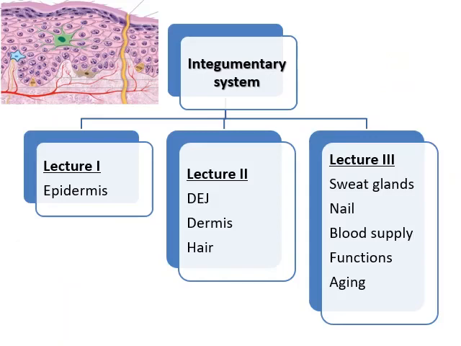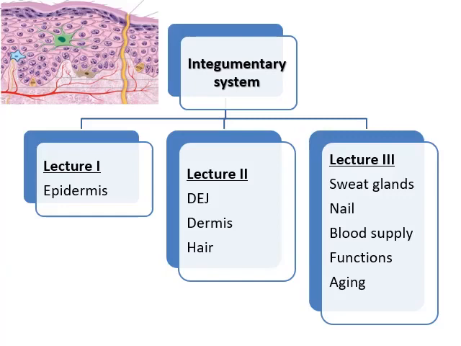In this lecture, we are going to talk about the integumentary system. I'm going to divide this system into 3 lectures. The first one, we will talk about epidermis. Lecture 2, dermo-epidermal junction, dermis and hair. Lecture 3 about sweat glands, nail, blood supply, functions of the skin, and effect of aging on the skin.